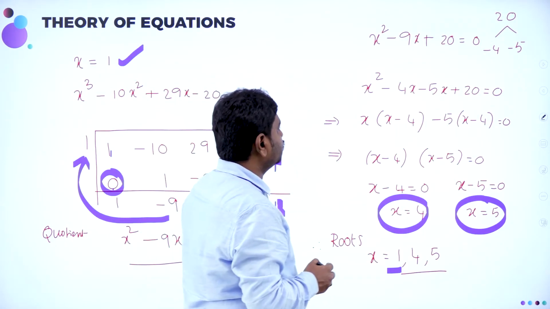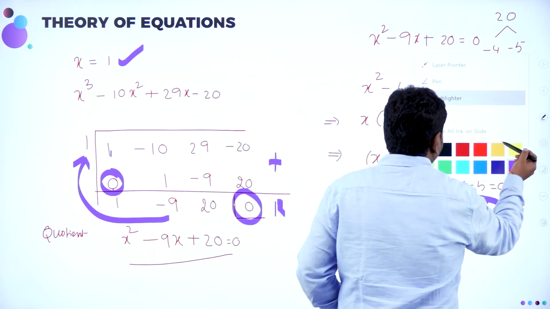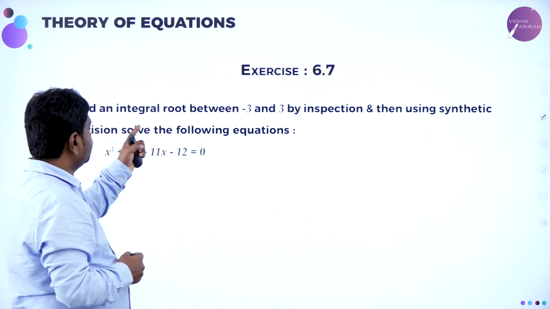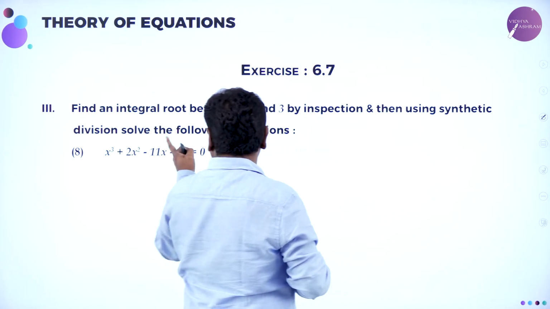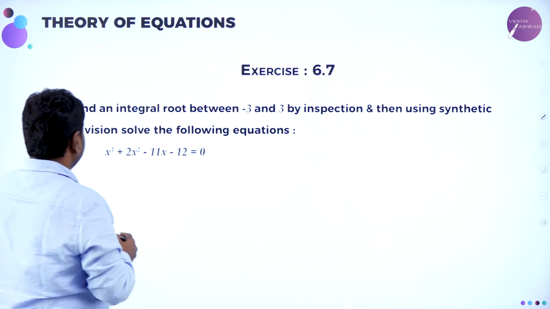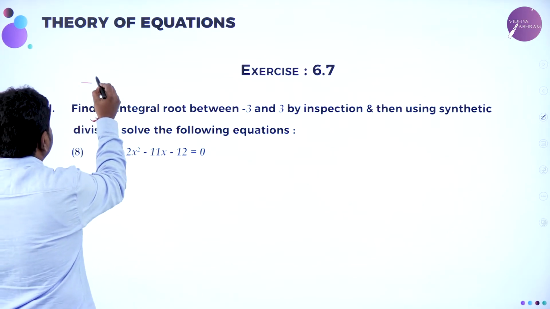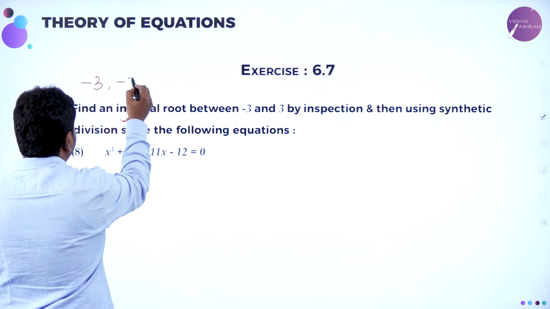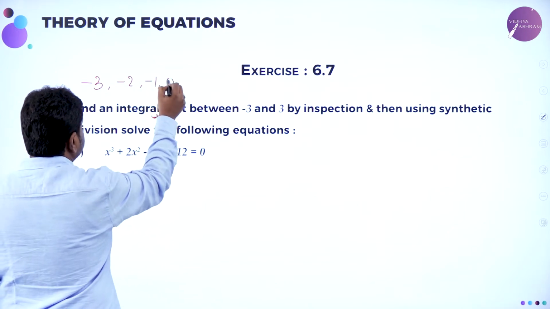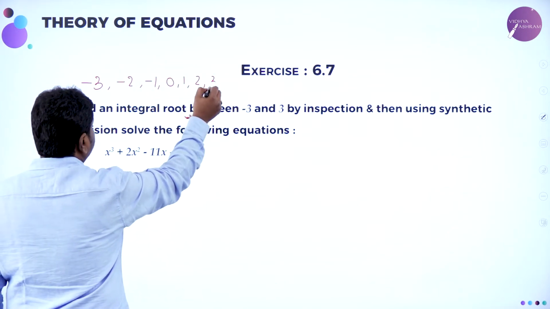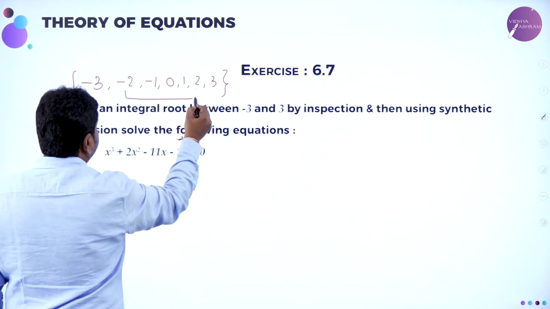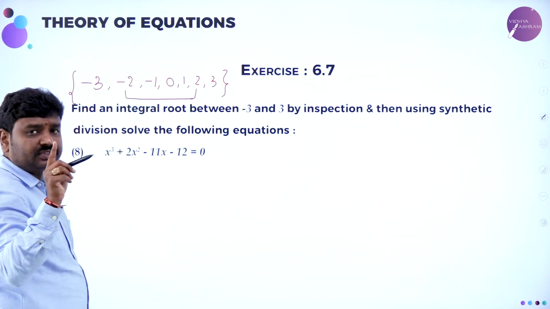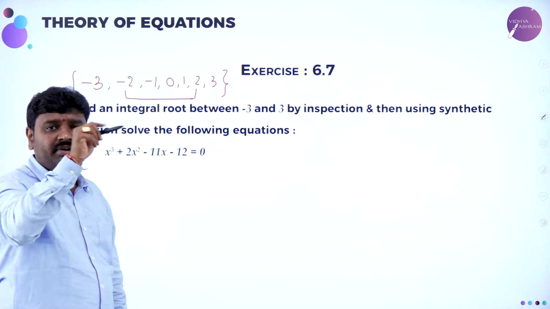Now we'll go ahead with the next problem. Again, find an integer root between minus 3 and 3 by inspection, and then by using synthetic division solve this. So between minus 3 and 3, what are the numbers? Minus 3, minus 2, minus 1, 0, 1, 2, 3. Any one of these will be the root that you should find by inspection.